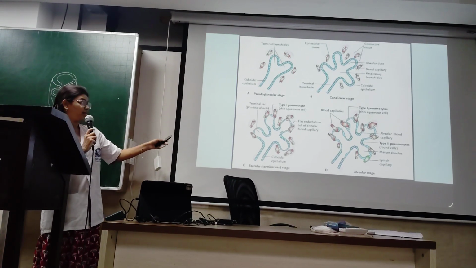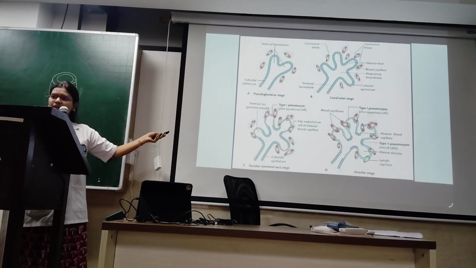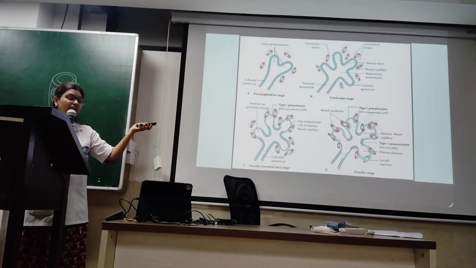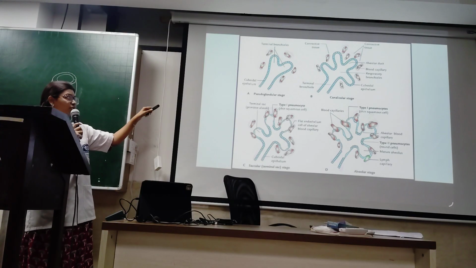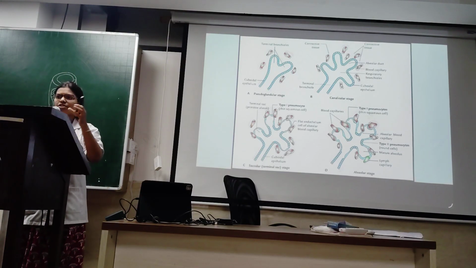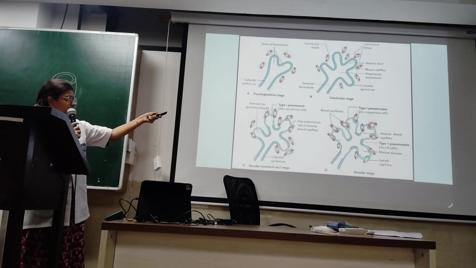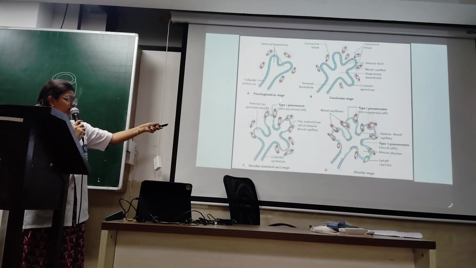Here, the terminal bronchi further divide, and the lumen of the terminal bronchi increases. It further divides into respiratory bronchioles, the alveolar ducts, and a few alveolar sacs are formed. Here, the capillary network increases.